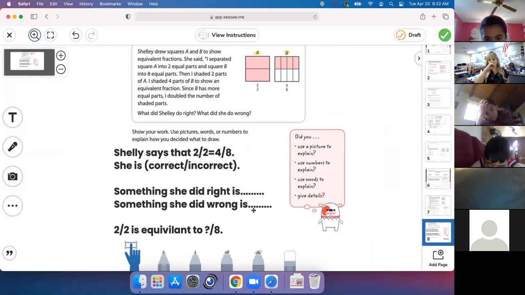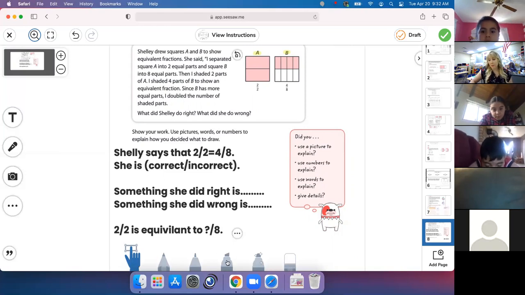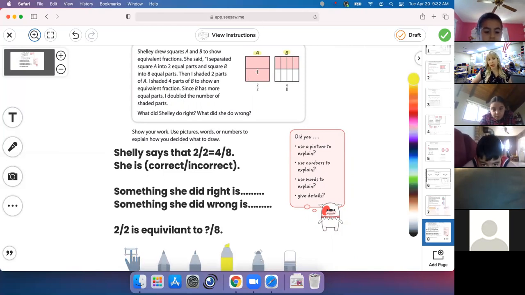something she did wrong. And then at the end, you have to tell me what is 2 halves actually equivalent to with eighths. So think about if I have 2 halves covered, how many eighths would have to be shaded in?